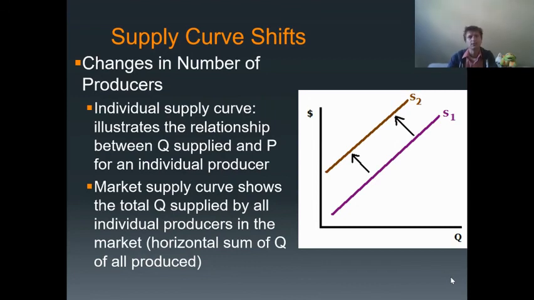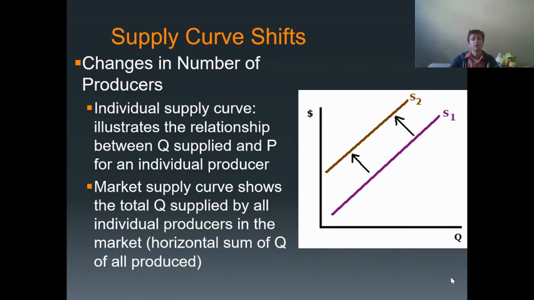One of the easier ones, and one of the ones that will actually come up frequently when we do market structures, is changes in number of producers. Just like in demand, where we all had our individual demand curves, supply is the same thing. There are a lot of individual suppliers, and you add those together, and they become the market supply curve. So if you have a change in your number of producers, your market supply curve will shift.